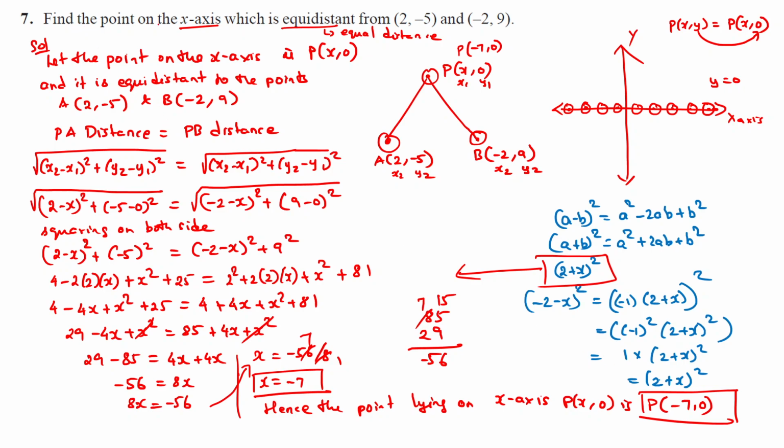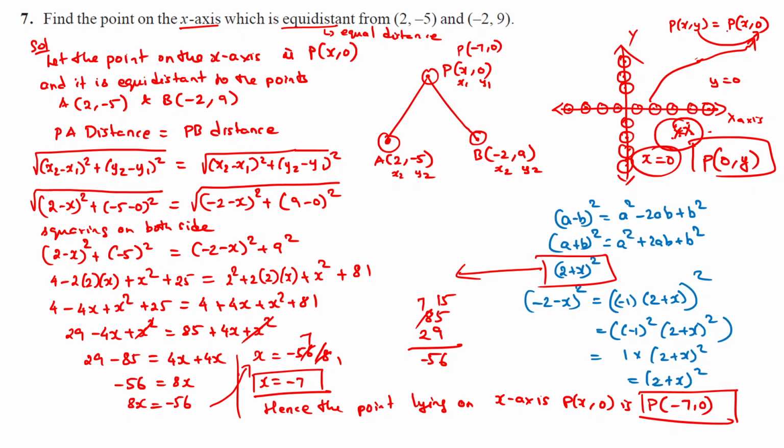If in the question they ask to find the point on the y-axis, what do we need to do? Look here, if any point is lying on the y-axis, definitely its x-coordinate is 0. So we put the x-coordinate as 0, and there must be a y value. So P of 0, y. Very, very important. You all need to note it down. If a point is lying on the y-axis, its x-coordinate is 0, so we consider the point as P of 0, y. If a point is lying on the x-axis, the y-coordinate is 0, so the point is P of x, 0. So this is the important clue.